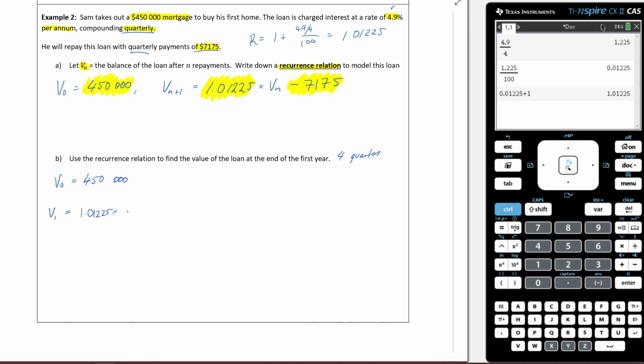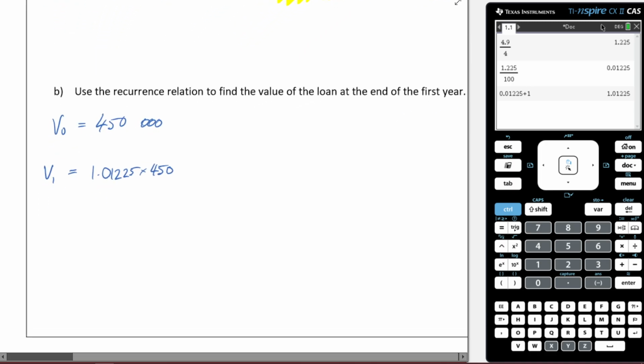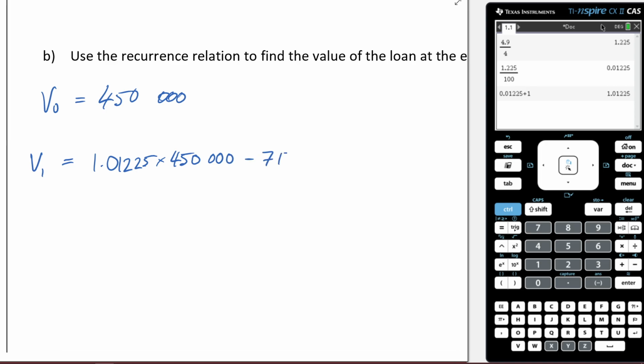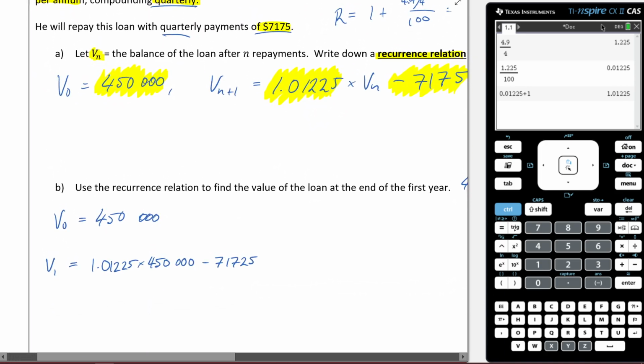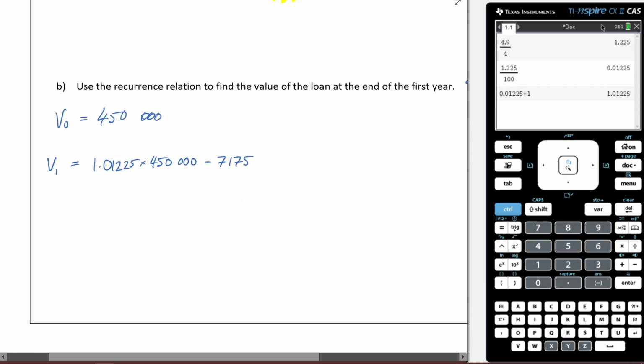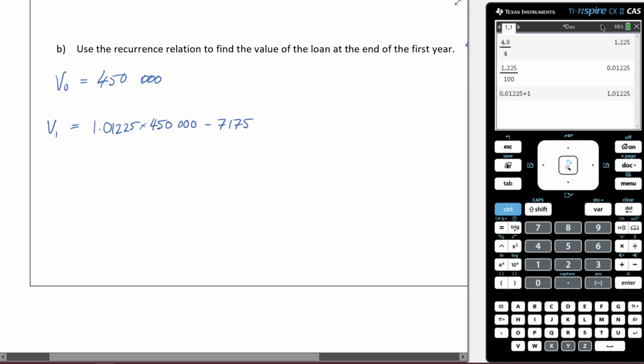1.01225 times 450,000, and I'm going to have to zoom in here, otherwise it's going to get very ugly very quickly, minus 71725, I believe it was. Am I correct? No, I'm wrong. 7175. My goodness, I can't remember a number from 2 seconds ago. Cool. So there it is.